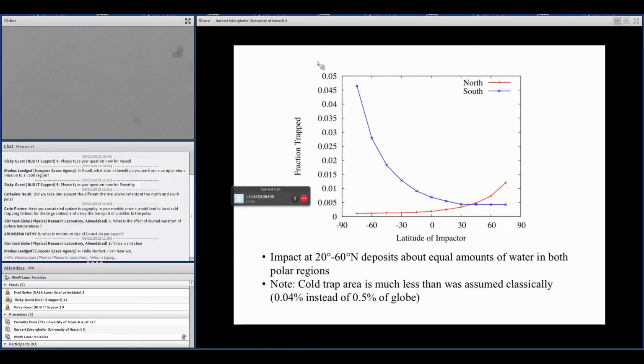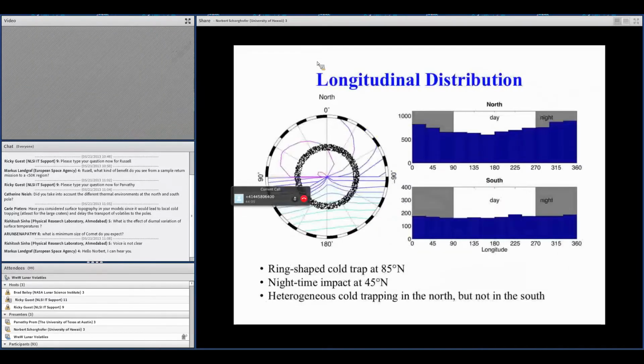Now, that's a pretty obvious effect, of course: if you impact on the northern hemisphere, then you get more water in the north. Now, what's less clear is the longitudinal distribution. Because the comet impacted at a certain longitude, and because the day-night terminator is at a certain location at the time of impact, and most of the deposition happens within hours after impact, one can expect anisotropy in the transport.